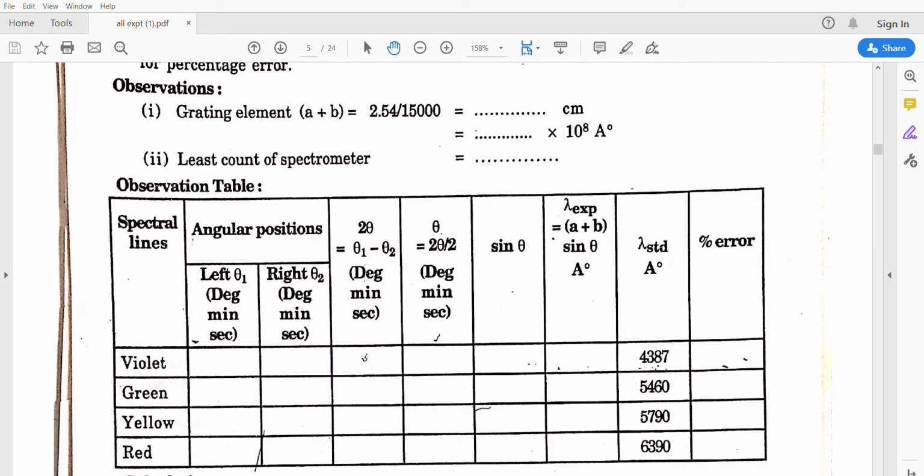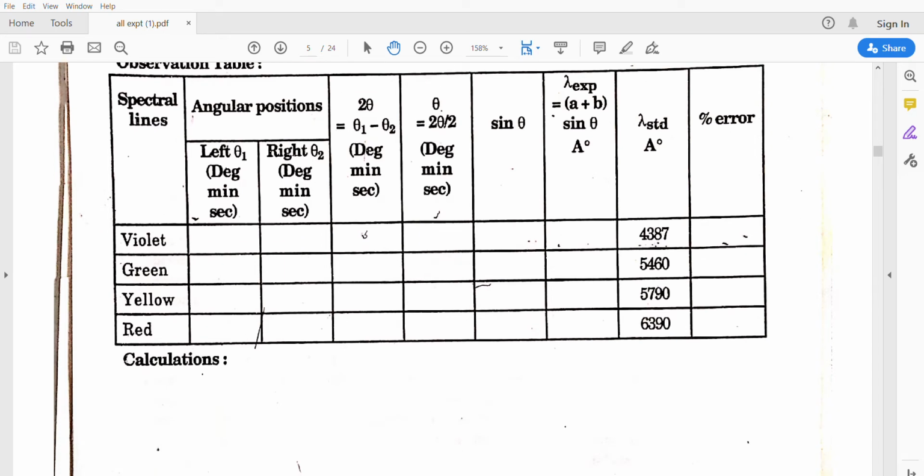So here the main observations are the grating element. We know the grating element because on the grating it is mentioned how many lines there are per inch. So we can convert into per centimeter: 15,000 lines per inch, where one inch is 2.54 centimeters. The least count of the spectrometer, as I already told, is 1 degree. By knowing these two values, we can take the readings from the tabular column and calculate.